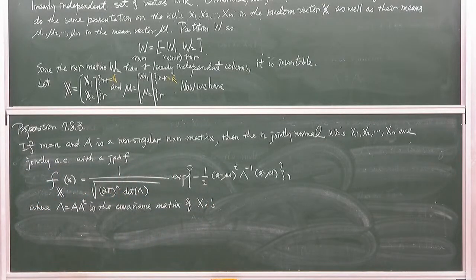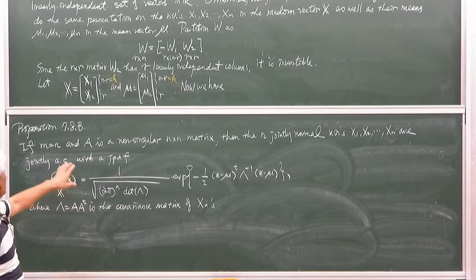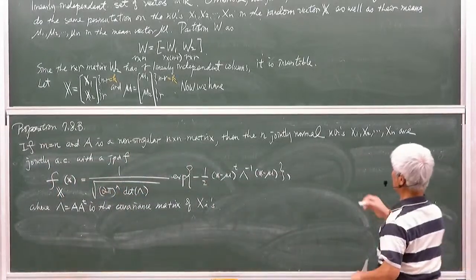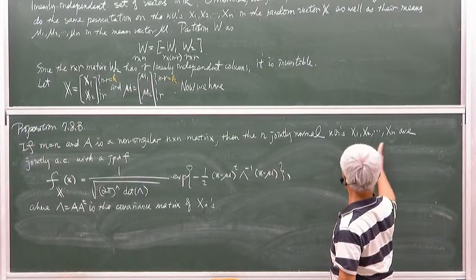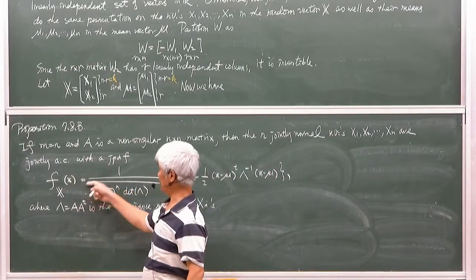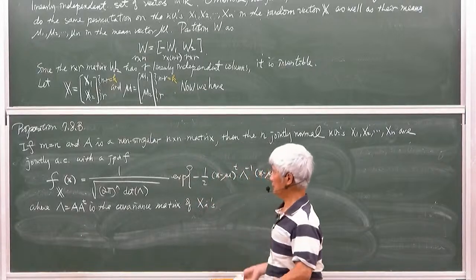So if we have the same number of equations as the number of Z variables, which means that if m is equal to n, and the coefficient matrix is non-singular, in this case the n jointly normal random variables X1 up to Xn are jointly absolutely continuous with a joint PDF in this form.